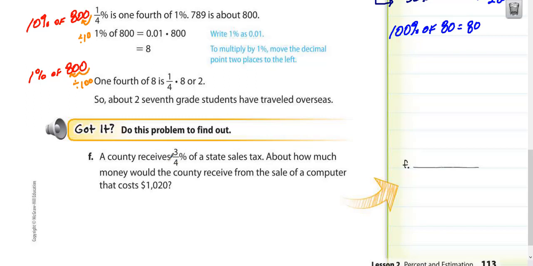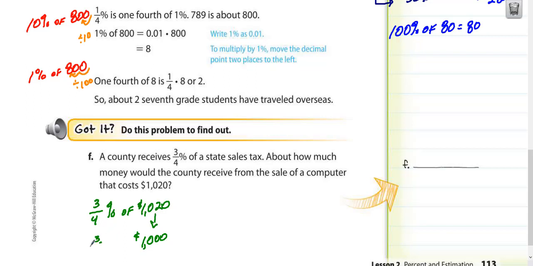Okay, so 0.75%. They're asking us to estimate what 0.75% of $1,020 would be. Well, this is the one we're going to round. We're going to round this to $1,000. So we're looking at what is 0.75% of $1,000.